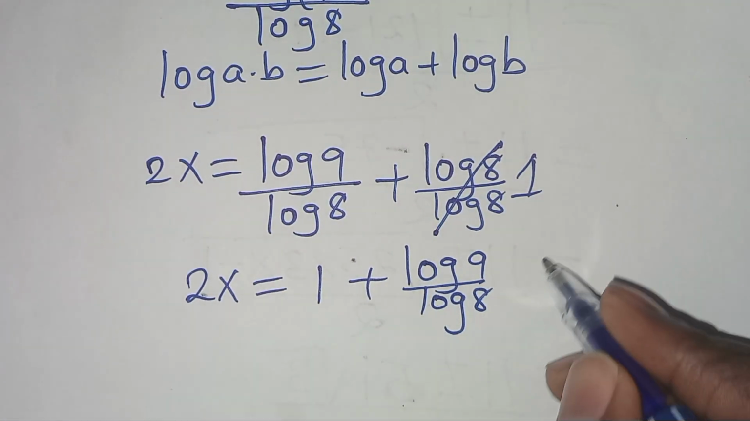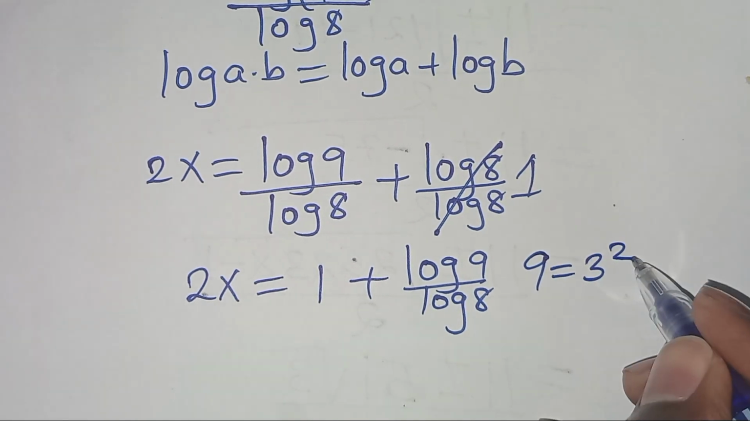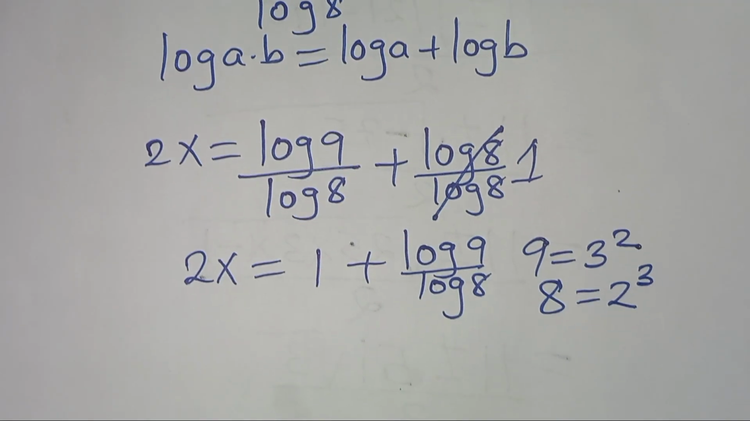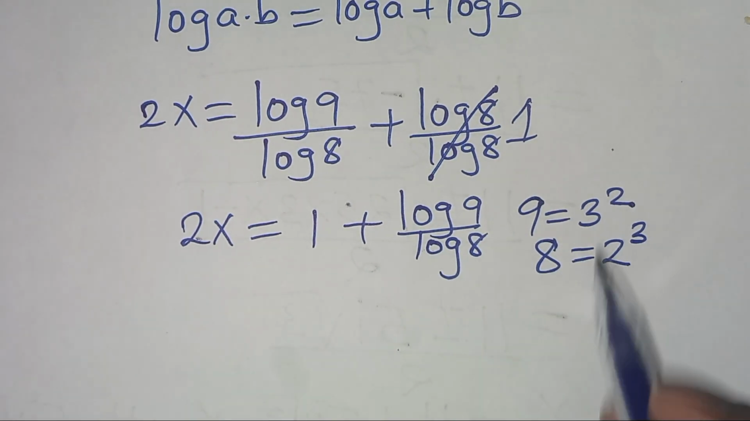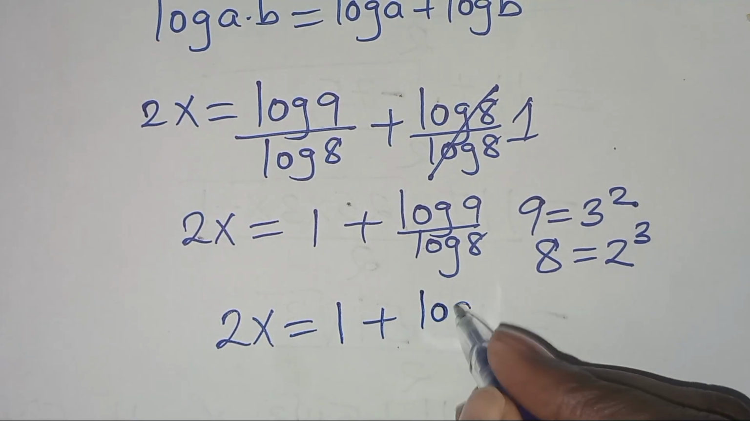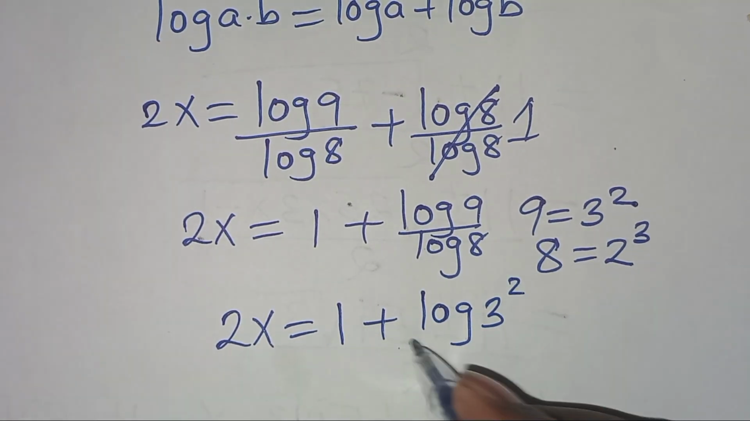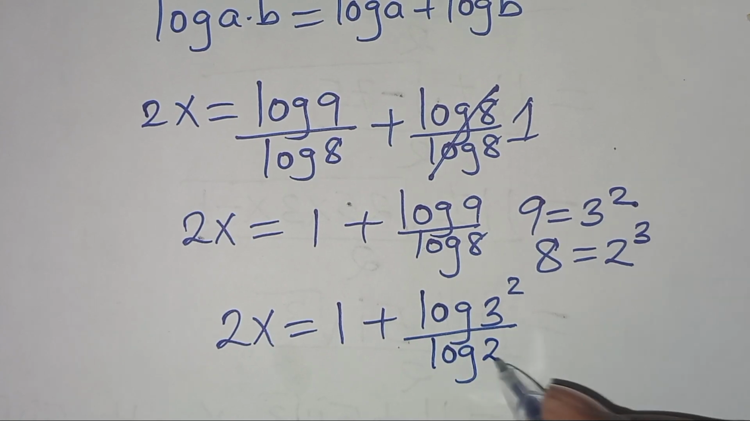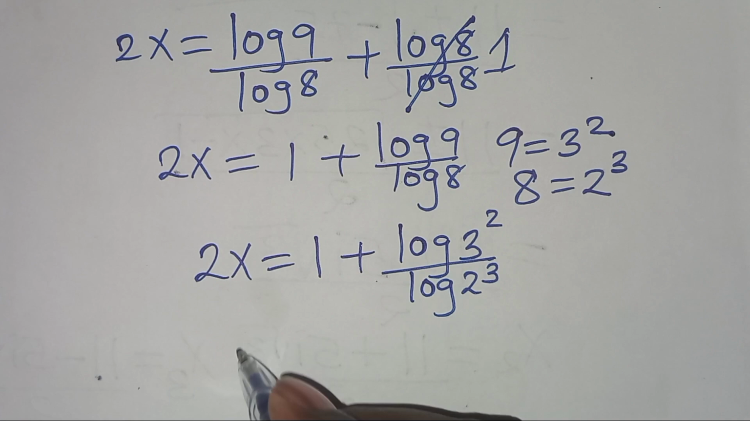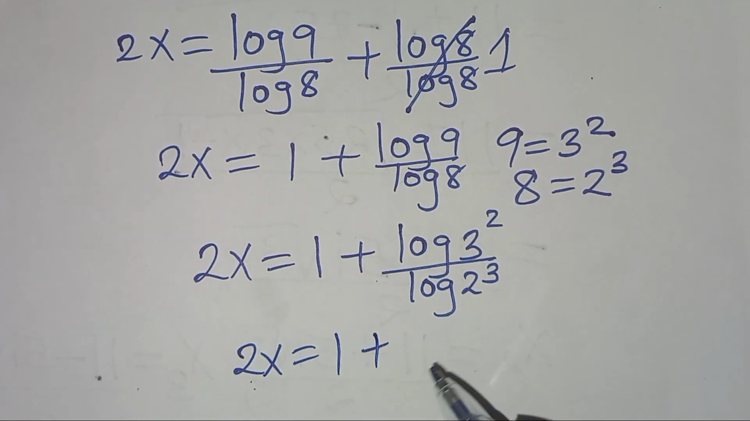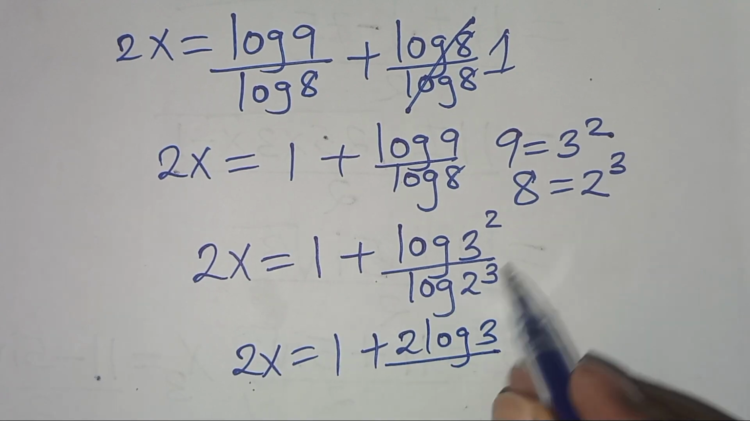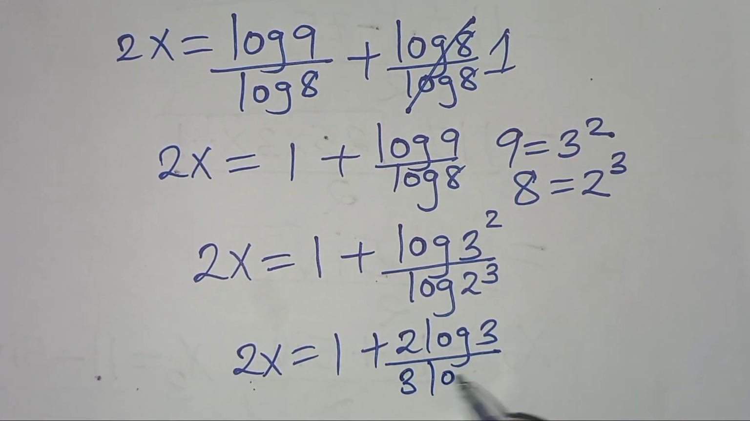The next step here, we can express 9 as 3 to the power 2, and we can express 8 as basically 2 to the power 3. So substituting this, we'll have 2x. This is equal to 1 plus log 3 to the power 2 divided by log 2 to the power 3. Applying the power rule property here, we'll have 2x is equal to 1 plus log 3 to the power 2 becomes 2 log 3 divided by log 2 to the power 3 becomes 3 log 2.